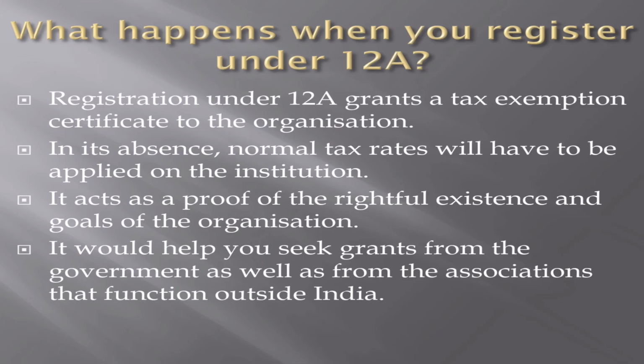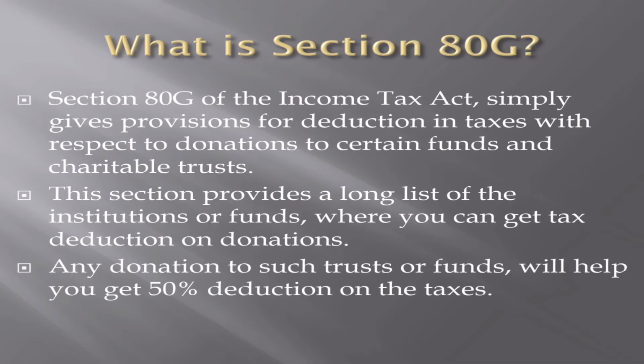What happens when you register under 12A? Registration under 12A grants a tax exemption certificate to the organization. In its absence, normal tax rates will have to be applied on the institution. It acts as a proof of the rightful existence and goals of the organization. It will help you seek grants from the government as well as from the associations that function outside India.